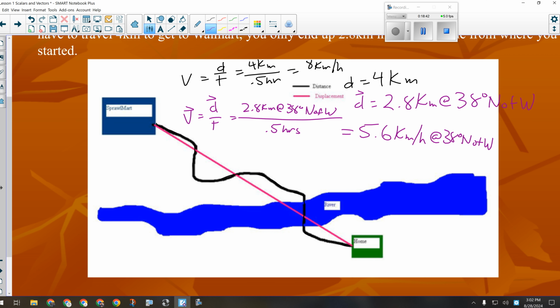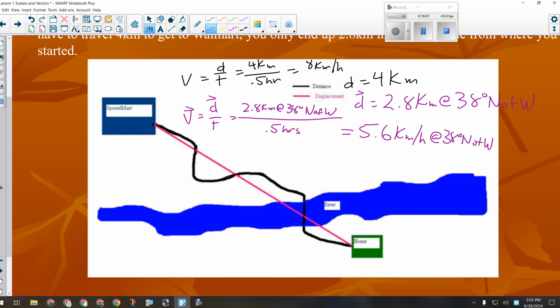Did it take me just as long to not go as far? Right? I mean, we know the shortest route between 2 points, okay, is the straight line, right? So that straight line is not 4 kilometers. Okay, I walked 4 kilometers in a half an hour. I changed my position by 2.8 kilometers. Still took me half an hour to do that. Okay, so my velocity is going to be smaller. Okay, everyone all right with that?